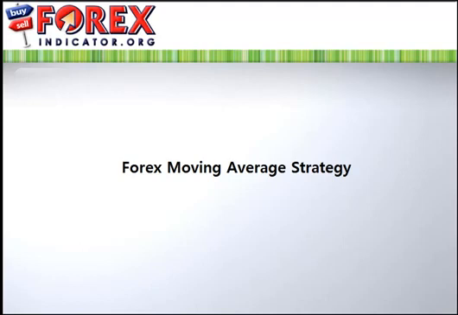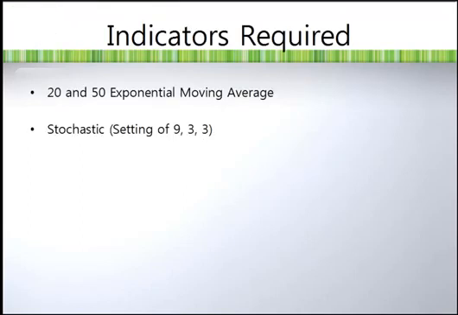So let's go through what indicators exactly you need for this strategy. This is the indicator that you need. You need a 20 and 50 EMAs. When you plot your moving average, there will be an option for you to choose between a simple moving average or exponential moving average. What we are using here is the EMA, exponential moving average, and you select a period of 20 and the other one 50. That means you will be plotting two EMA lines, one period 20 and the other period 50.